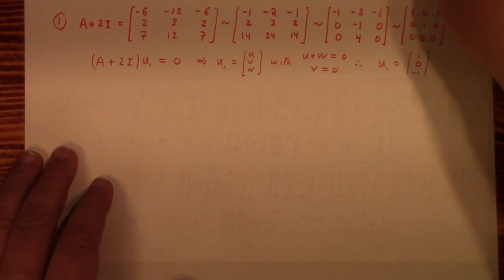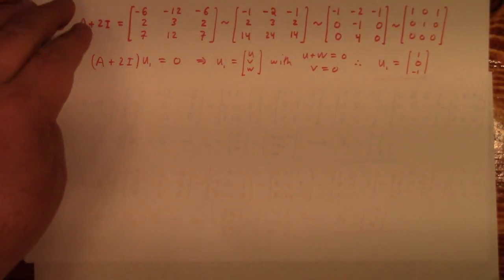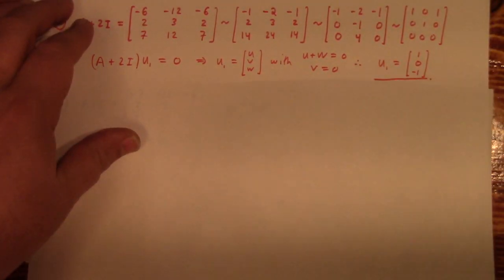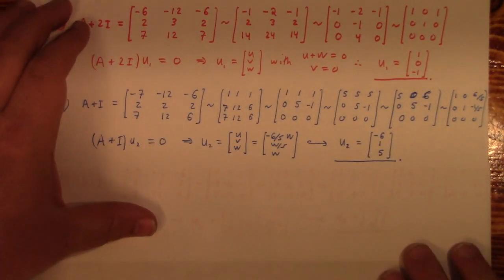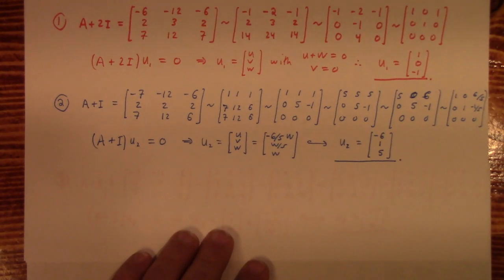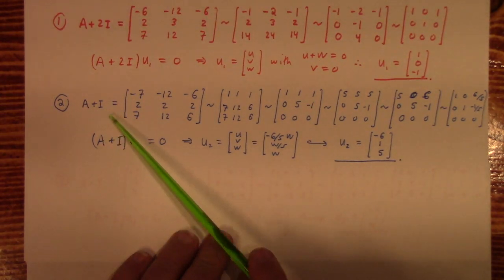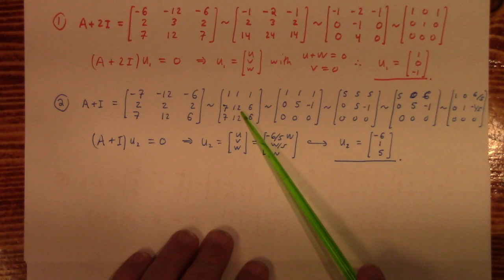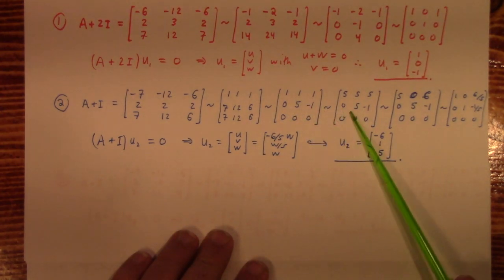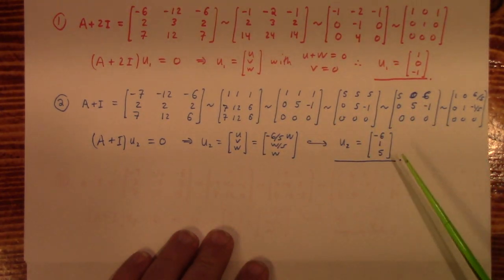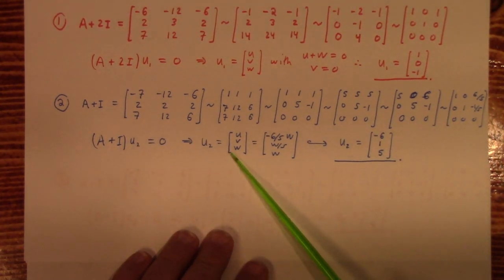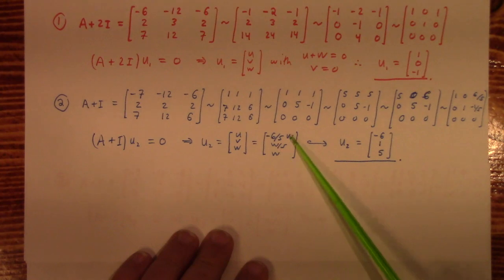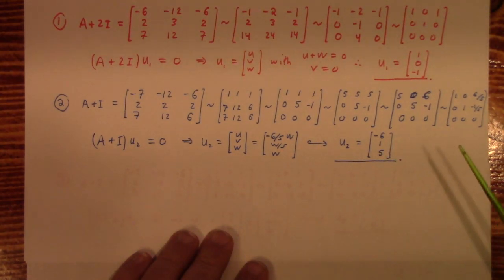So the next eigenvalue was -1, and I'll scan this, of course, and post it for you guys. Here, a plus I gives me that, which row reduces to that, and then that, and then that, which means that my eigenvector with eigenvalue -1 has this form, which if I put w equal to 5, I get -6, 1, 5. So there's my second eigenvector, all right?